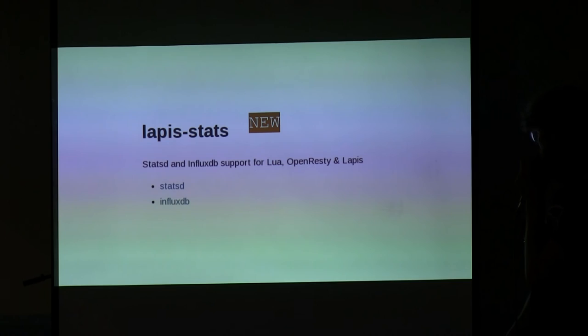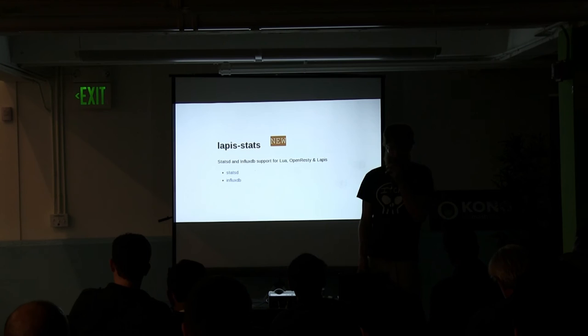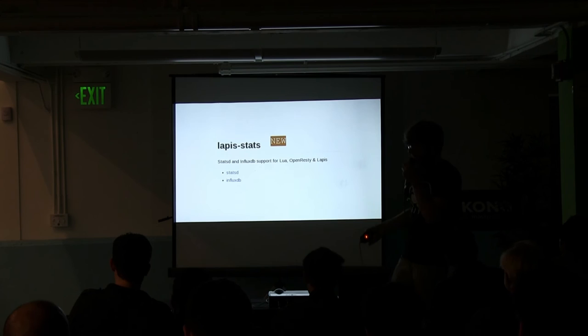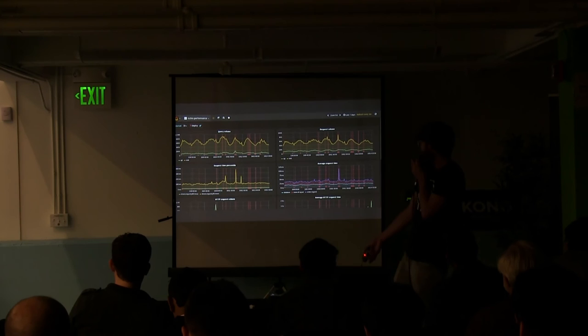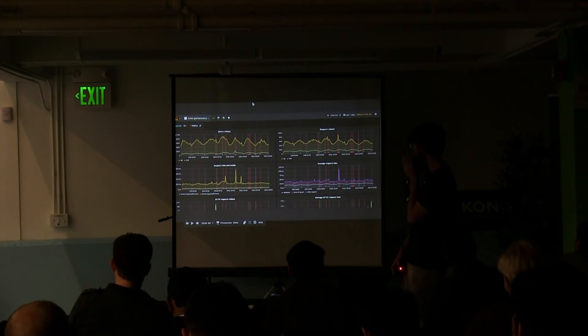Lapis Stats is another new module I'm releasing. Collecting metrics is very important for keeping things going smooth. StatsD is a protocol that's pretty common, and InfluxDB is a time series database. So combine all these things into a library, and you get graphs. So here now I can track request volume, query volume, break things apart by percentile. This type of visibility is critical for running a web application, especially if you have people using it, because if something's breaking or you've deployed some bad code, you want to know as fast as possible.